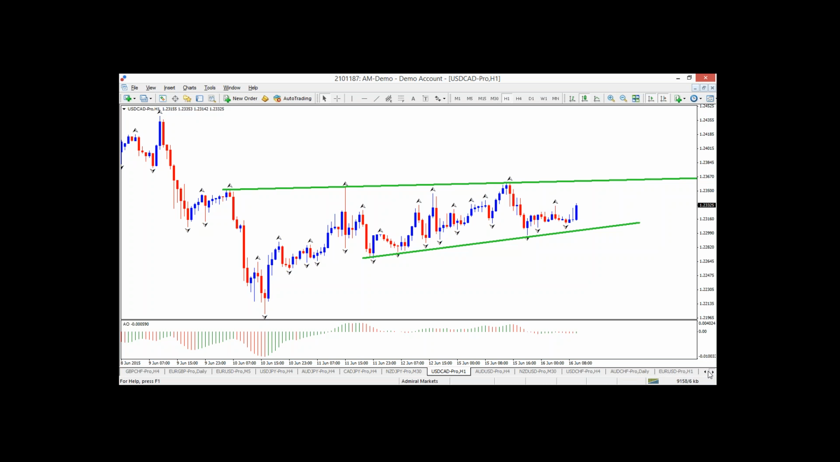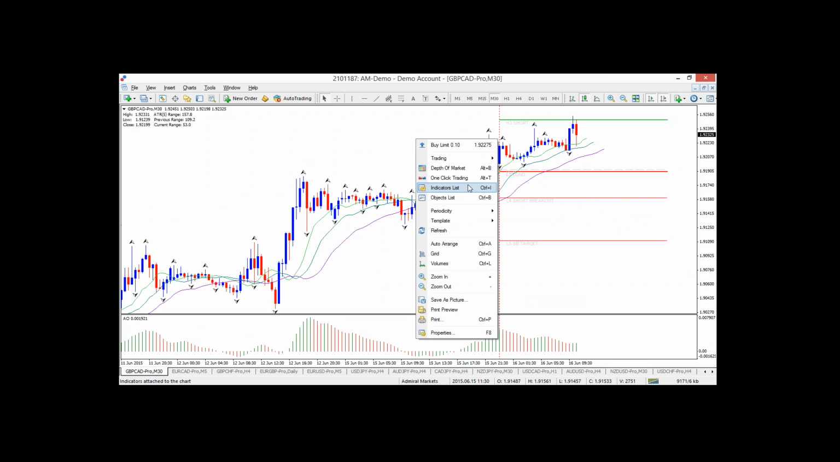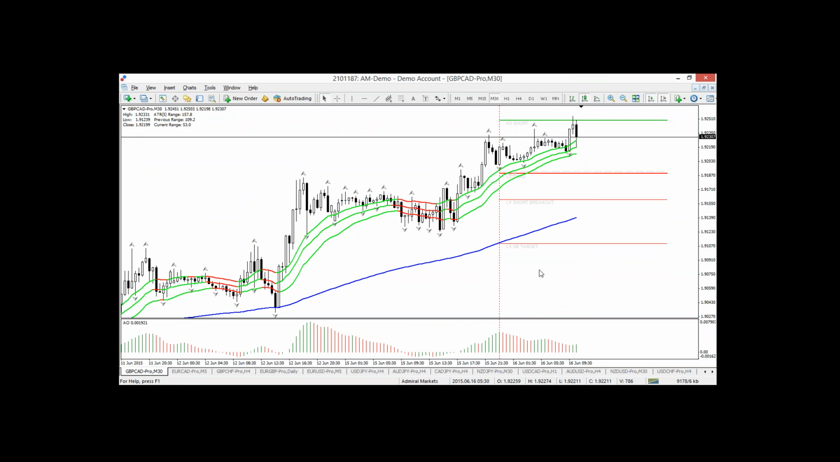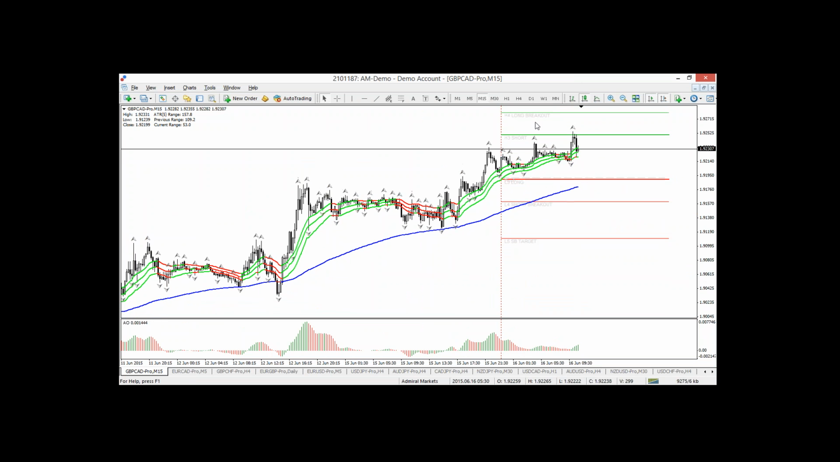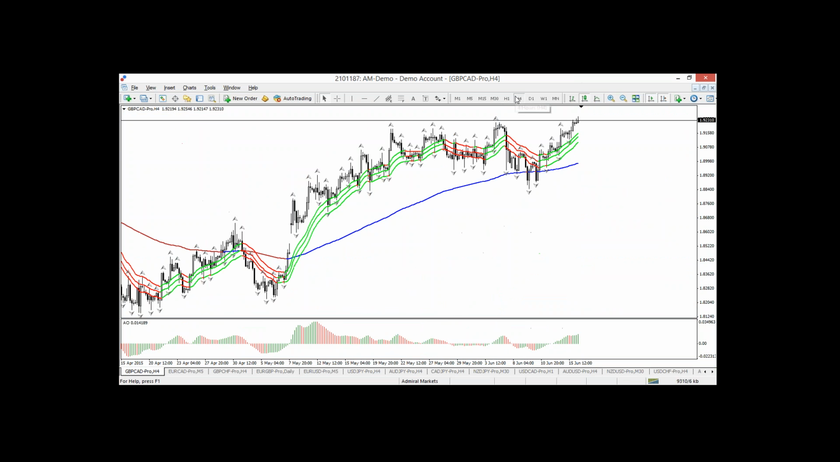Let's take a look now at Aussie yen and pound CAD. Good uptrend here on the 30-minute chart, 50-minute chart too. 1 hour as well, 4 hour as well.